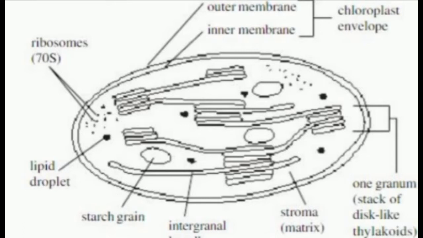This is the figure of chloroplast in which there are many parts such as ribosome, lipid droplet, starch grain, stroma, chloroplast envelope, one granum, which is also called a stack of disc-like thylakoids, outer membrane, and inner membrane.